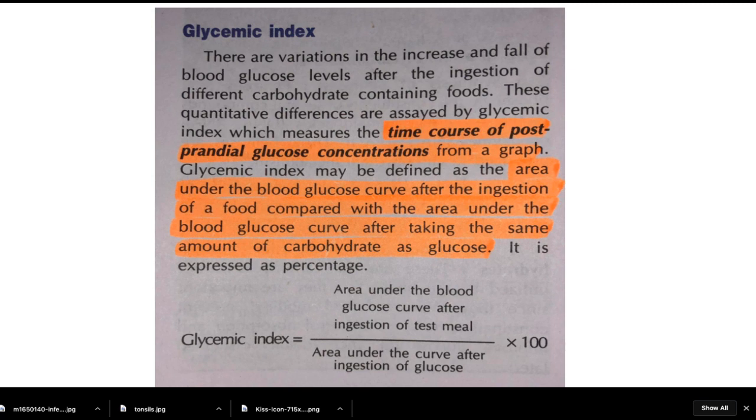Based on that, there is a time course of the glucose concentration for a particular graph, and taking this graph into consideration, they have determined the glycemic index values. In specific, it is defined as the area under the blood glucose curve after the ingestion of a food compared with the area under the blood glucose curve after taking the same amount of carbohydrate as glucose. Very simple. So if you take an ice cream, at the end, ice cream will give you some glucose, right?